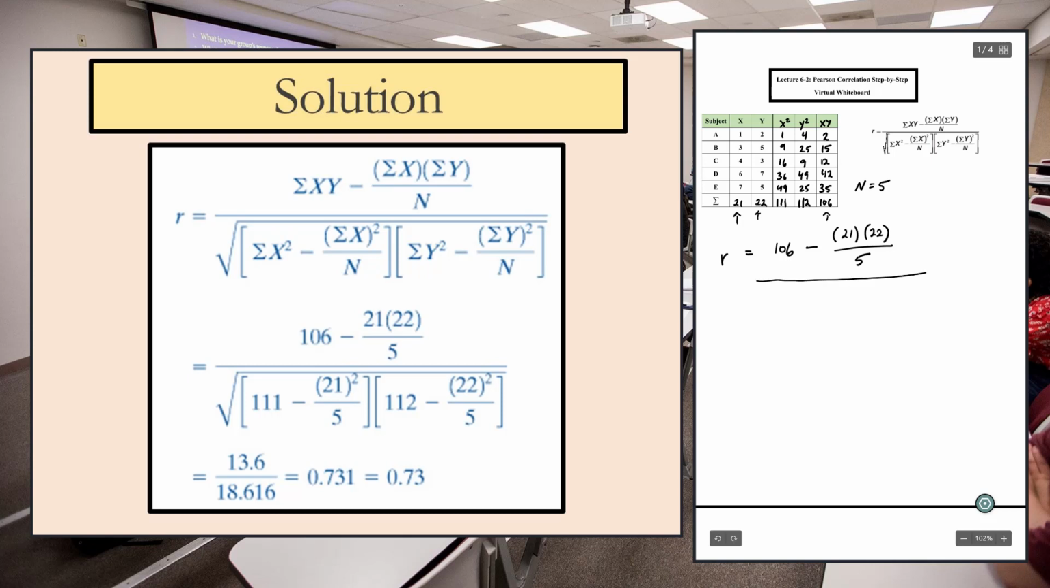And then we're going to divide this. And we need to figure out the formula for the variation in x, which is going to be the sum of x squared. So this can be tricky, right? Make sure that you're summing the squared values of x. So this is what we're going to get here. It's going to be 111 minus the sum of x, which is 21, squared. So 21 squared divided by 5.